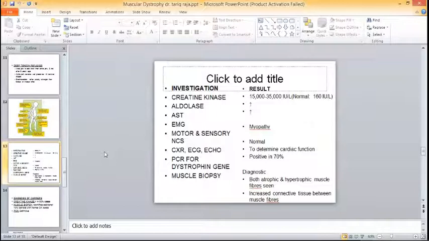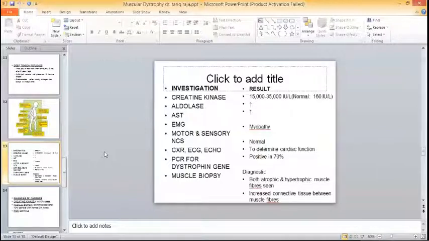And the first test you would like to order is creatine kinase. So at least you must be able to remember these two investigations specifically for Duchenne muscular dystrophy, that is CK and muscle biopsy. Biopsy is not done in all cases. For example, if there is a family history of the illness and the patient has classical signs and symptoms with raised CK, that is enough criteria to diagnose the patient with Duchenne muscular dystrophy. So we would not advise muscle biopsy in all cases.